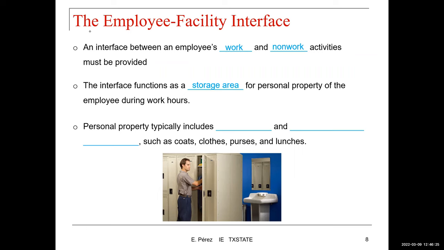So the interface functions as a storage area for the personal property of the employee during work hours. I'm showing here in the picture that you have to provide that type of storage, so the staff can bring their belongings and don't have to carry them throughout the facility, right? You put them there, and once you're ready to leave, you can pick them up. Personal property typically includes cars and an employee's personal belongings, such as coats, clothes, purses, and lunches. If you think about going to work, especially during the winter season, you have to bring a jacket. If it's raining, you need to bring an umbrella. Lunch, if you bring your lunch, you need space to put it somewhere, right? So you have to provide for those areas for your personnel.